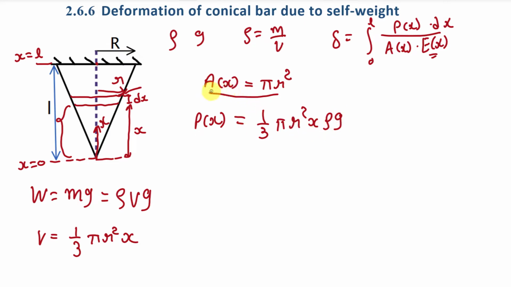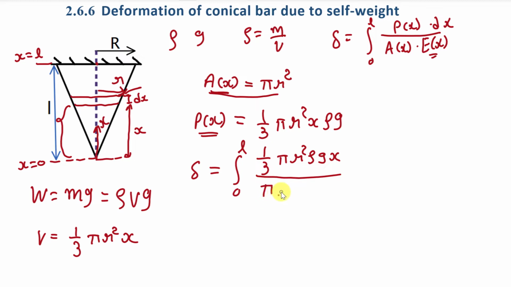So now we have value of area and value of load Px. And we are going to put this area and load here. So we will get deformation delta is equal to integration from 0 to L. Px will be equal to this term. So it will be 1 by 3 pi r square rho G into x divided by Ax, that is pi r square, into E into dx.